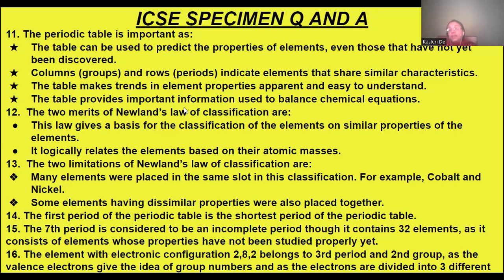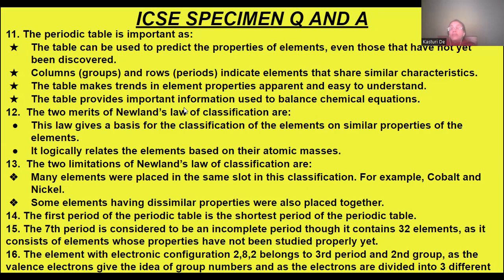Now, what are the limitations? Two limitations on Newland's law of classification. Many elements were placed in the same slot in this classification. For example, cobalt and nickel. Okay, they were placed in the same slot.